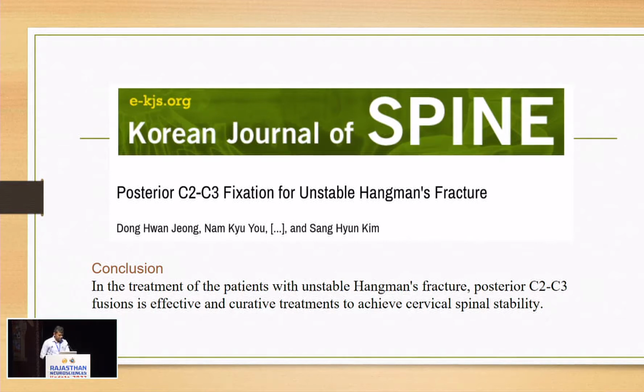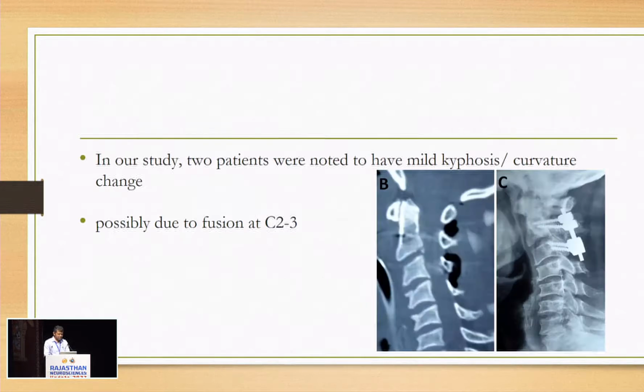So various studies have shown that good fusion and alignment can be achieved using posterior C2, C3 fusion. However, these studies have not described the malalignment of fracture fragments in various planes. In our study, two patients were noted to have a mild kyphosis postoperatively. Possibly it could be due to fusion of C2, C3, which is a junctional zone between CVJ and subaxial spine.